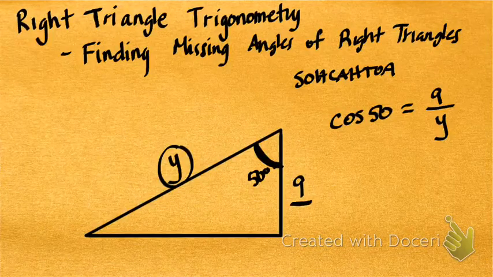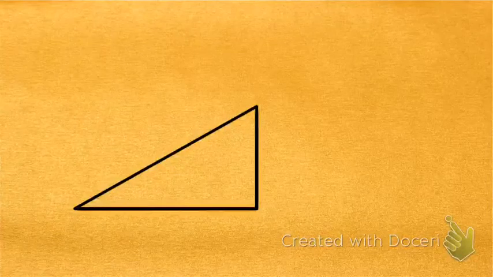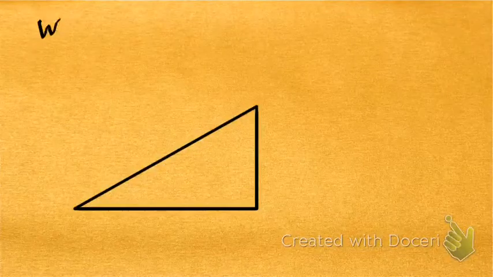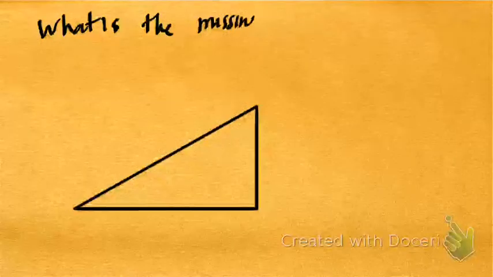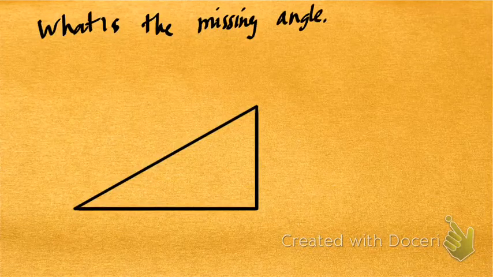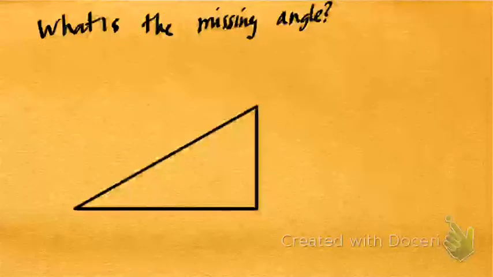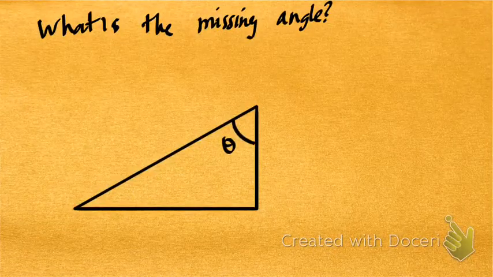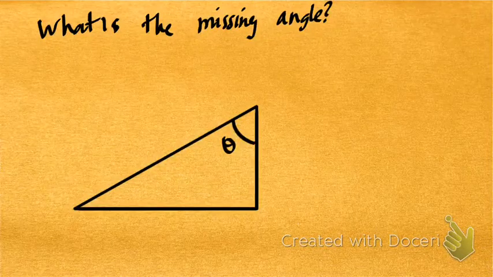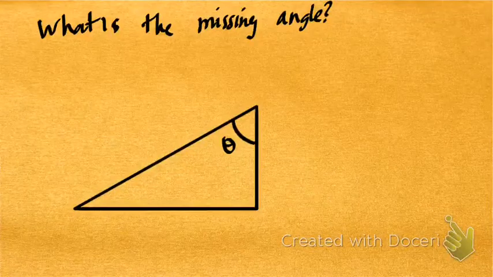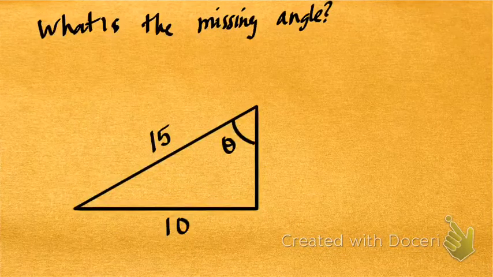Okay. Well, what if we had the side lengths and we wanted to know what is the missing angle? So let's say that we have some angle theta. Theta just means it's an unknown. It's like a variable for numbers. We typically use theta for angles. All right, and so what if we said that this side is 10 and this is 15?